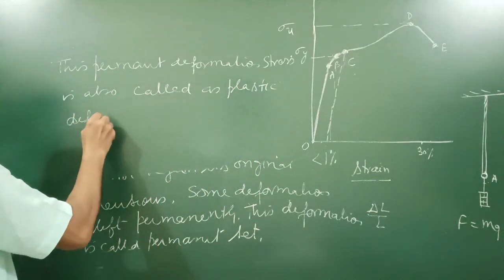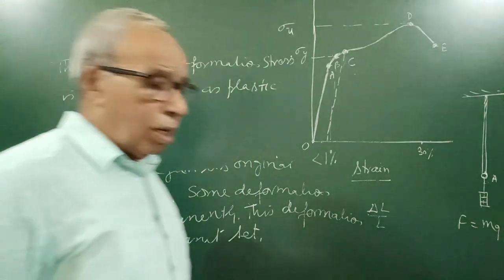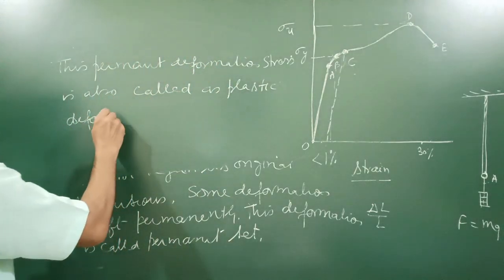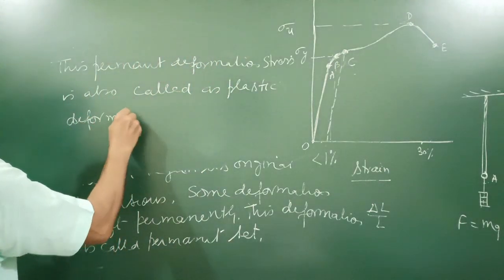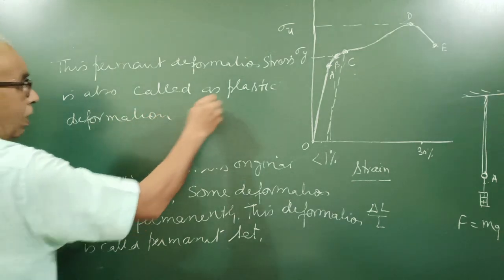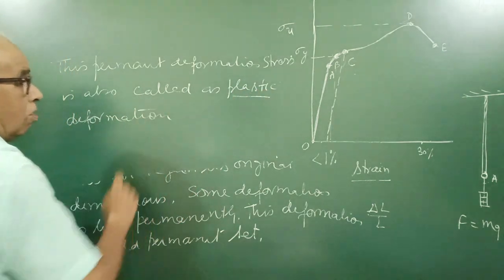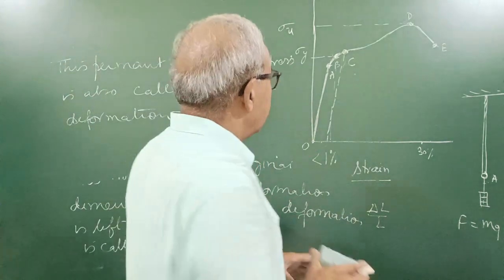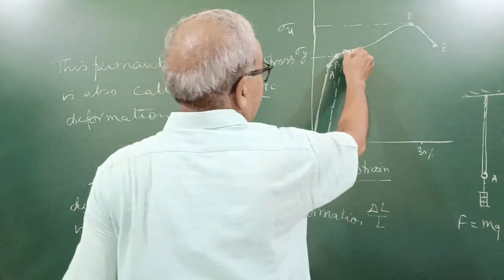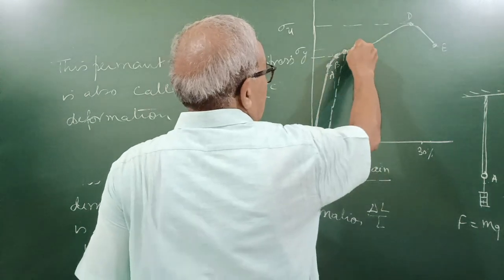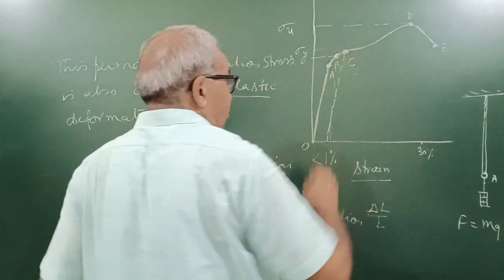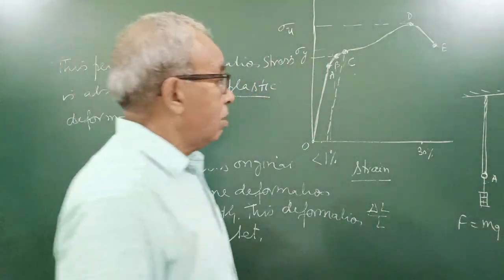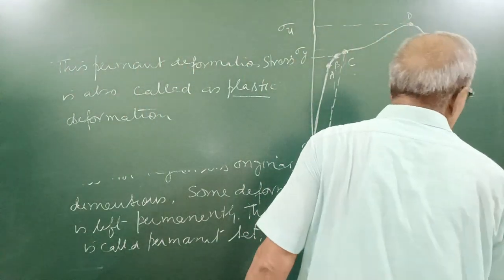Actually, we should be very much aware of the terminology in different forms. Plastic deformation happens when the stress is applied beyond point C. At point C, if we remove this load, then there will be permanent deformation. The body will not regain its original position.